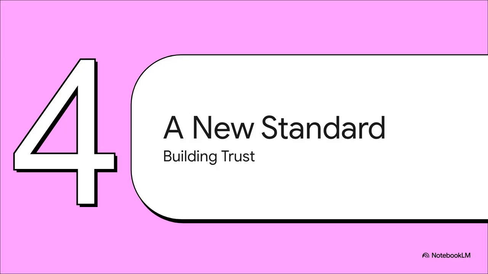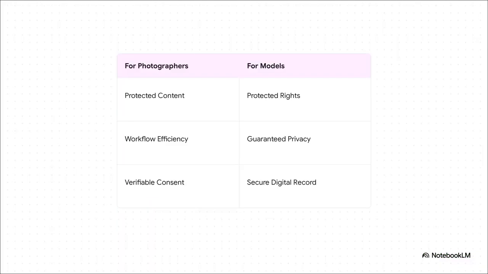Which brings us to the bigger picture here. This isn't just about photographers getting what they need and models getting what they need separately. It's about how it all comes together to build a completely new standard of trust in the industry. And it's really cool how it creates this perfect balance. For every benefit the photographer gets, there's a matching one for the model. The photographer's content is protected, the model's rights are protected. The photographer gets workflow efficiency, the model gets guaranteed privacy. Verifiable consent for one is a secure digital record for the other. It's a total win-win built on mutual respect.